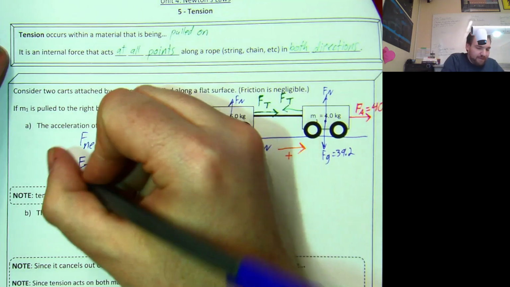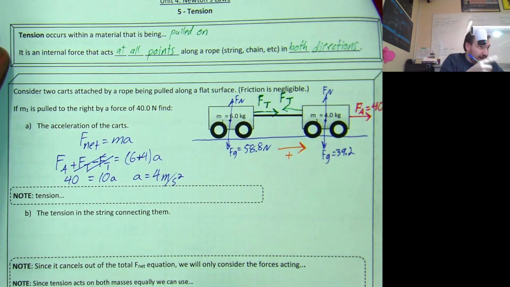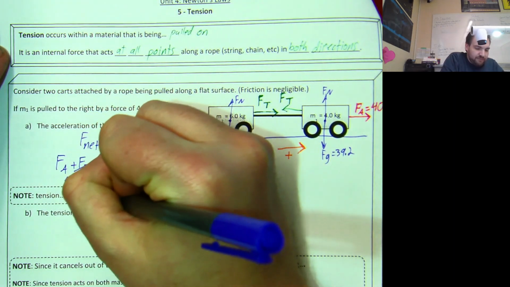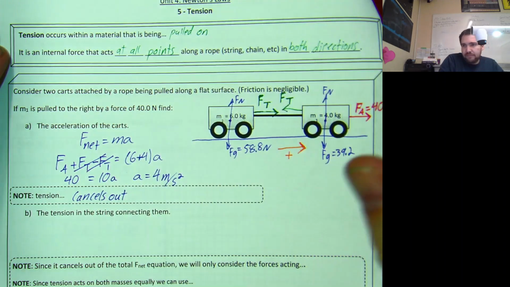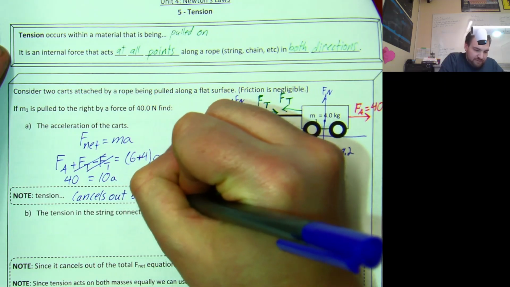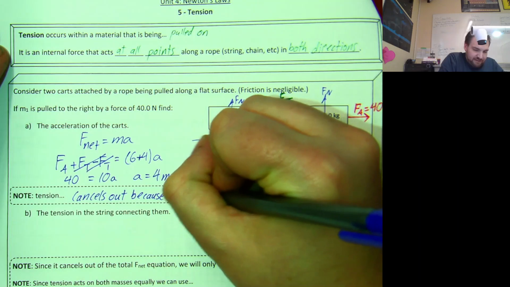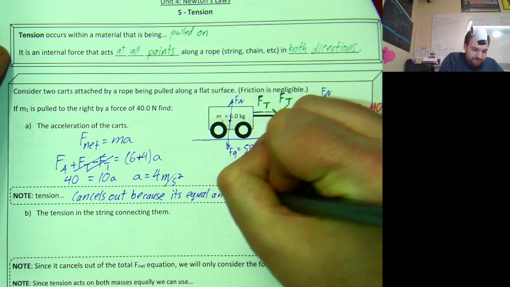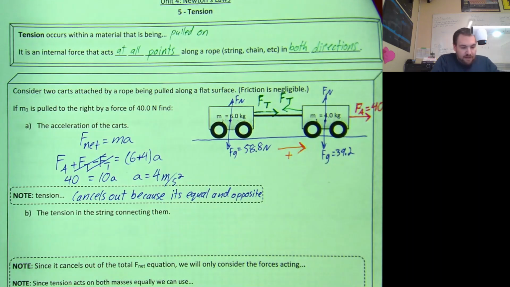Okay. Note here, you said it already, I'm going to write it down again. Tension cancels out. Does it always cancel out? Because it's equal and opposite. Almost always. When you're finding the acceleration, yes, it cancels out because we deal with this thing acting as a system.